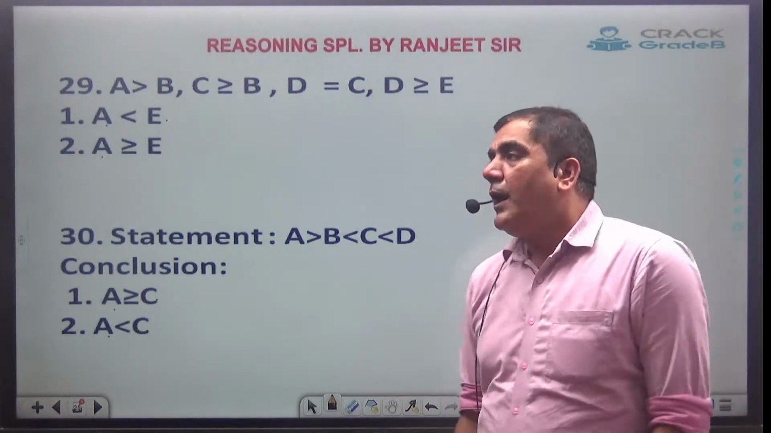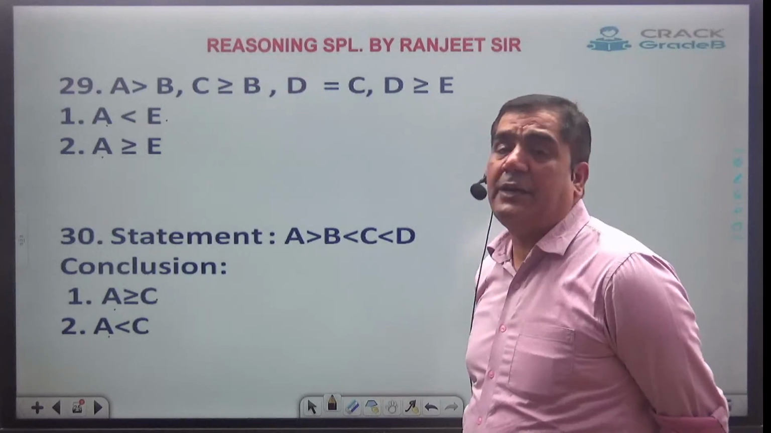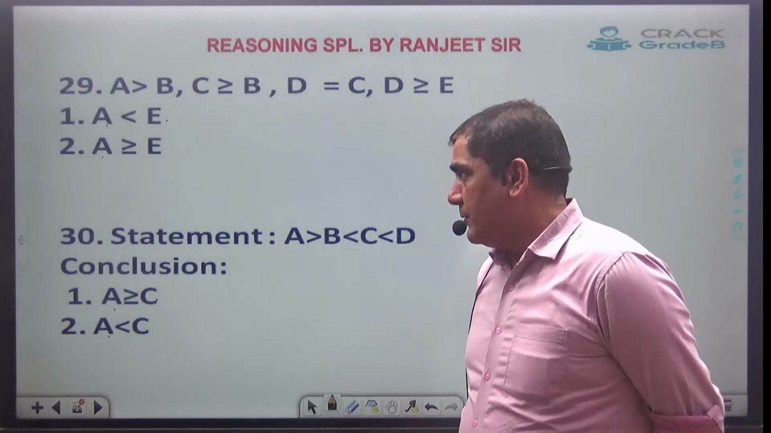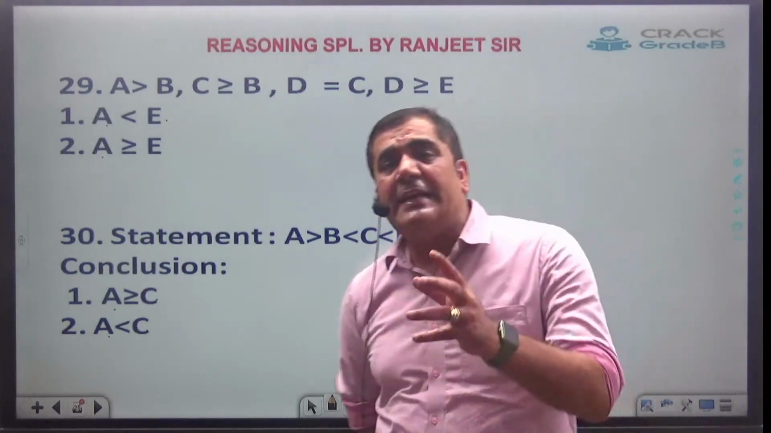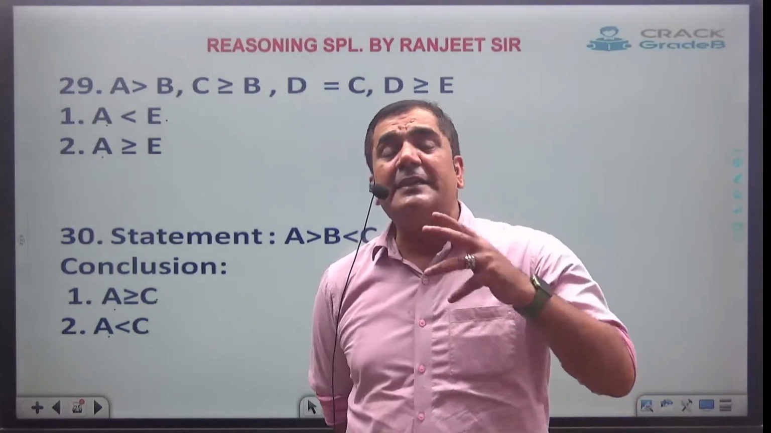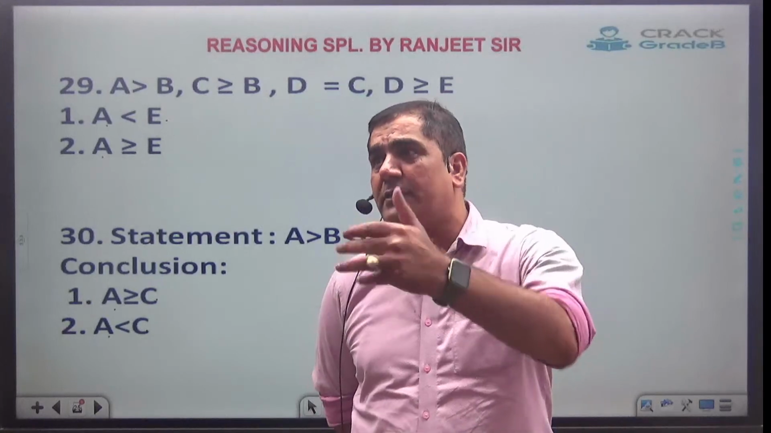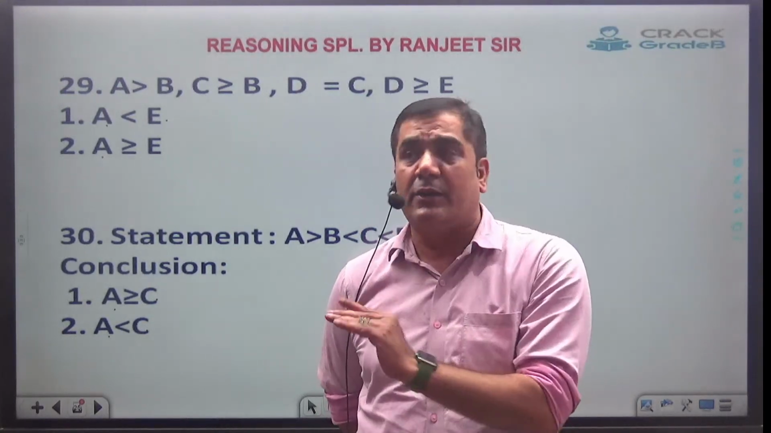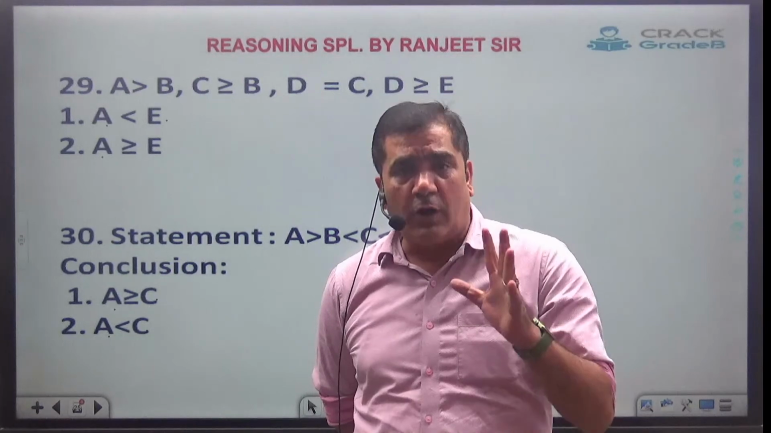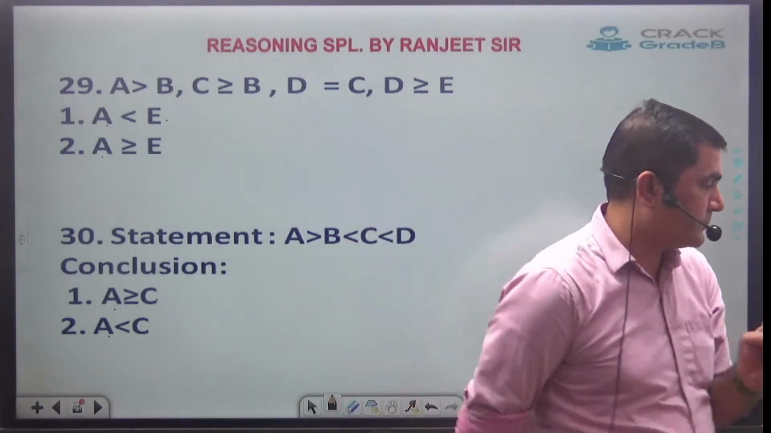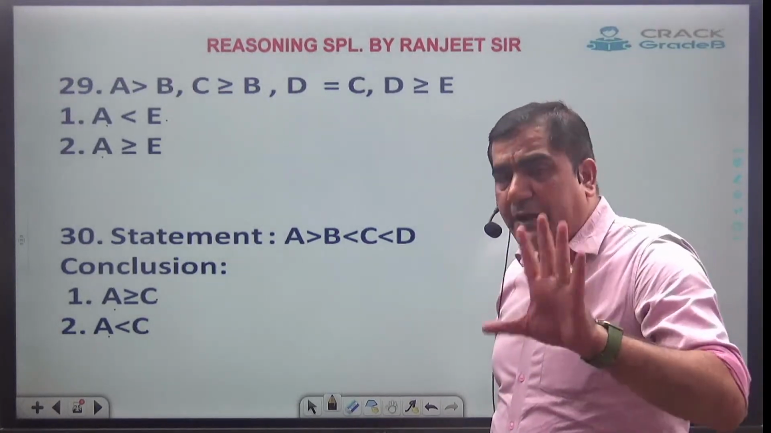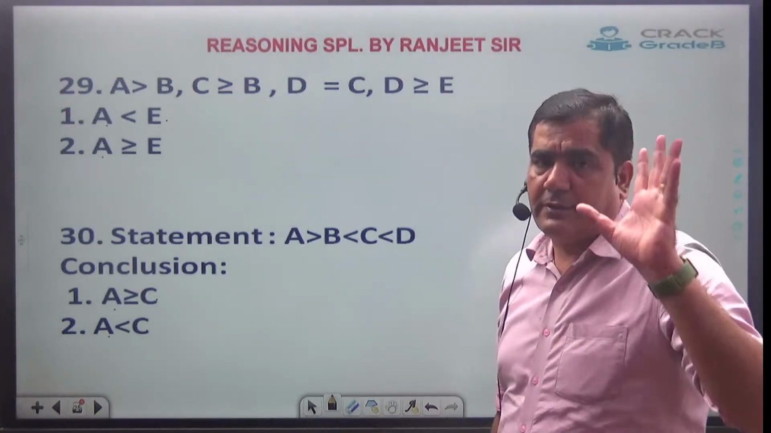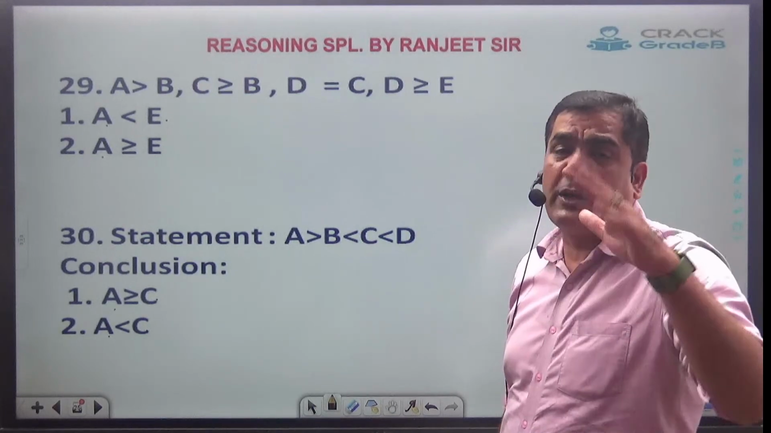Clear? Now, how to check for either or? What is the condition for either or? See, try to understand what this either or stands for. Suppose in the conclusion they have given either first or second. What does it mean? Just to make you understand what this either or is, I am taking one example just to clear it.